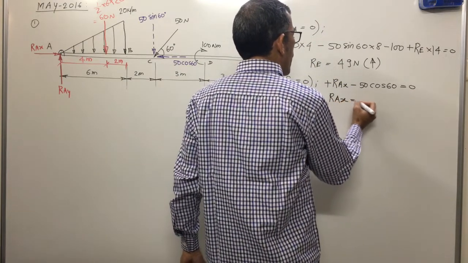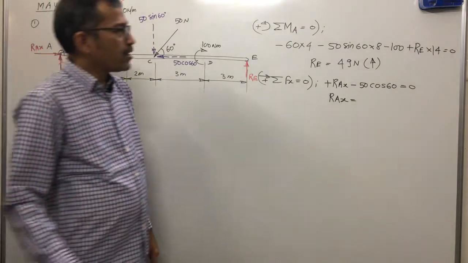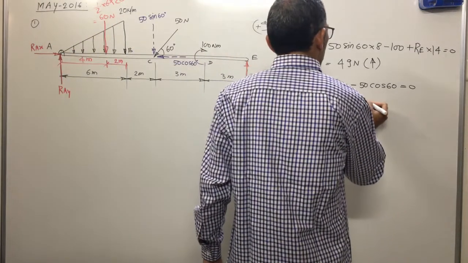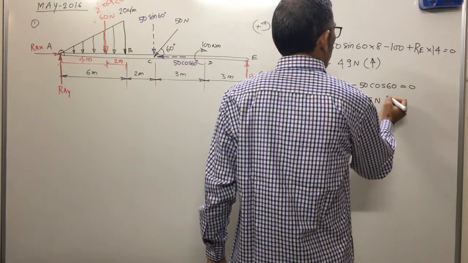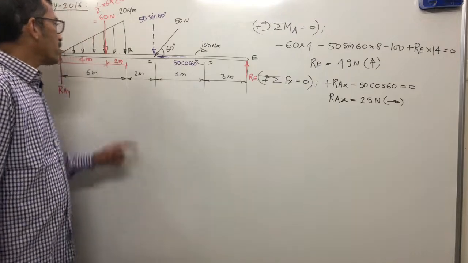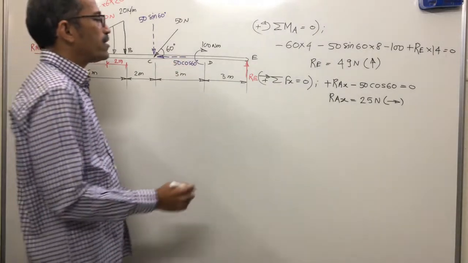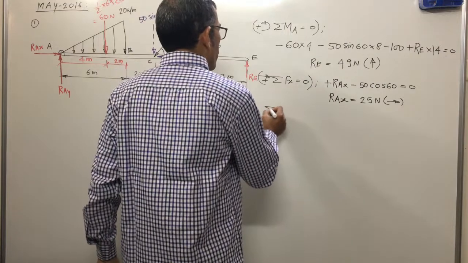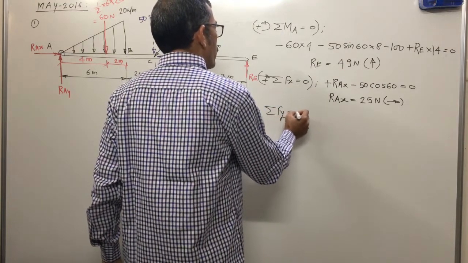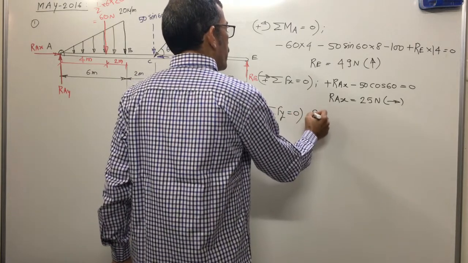We'll get Rax. Cos 60 is half, so Rx comes out to be 25 Newton. Again the answer is positive, which means the assumed direction of Rx is correct. What is the assumed direction of Rx? Rightward. Answer positive, so the direction of Rx is rightward. Next, summation of Fy equal to 0.